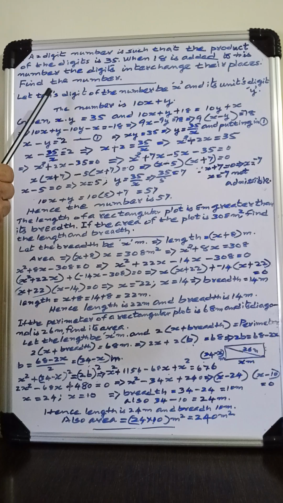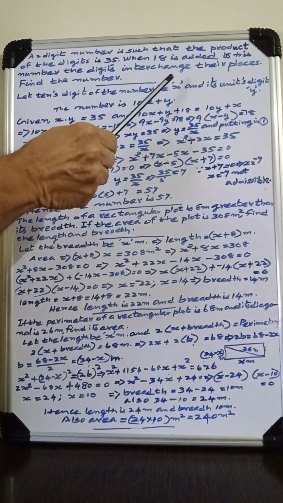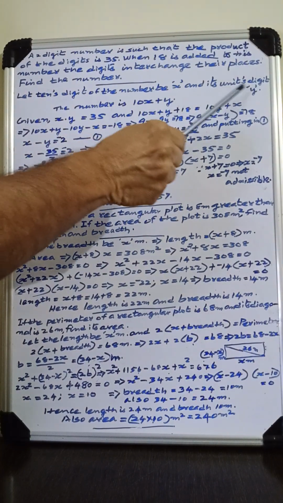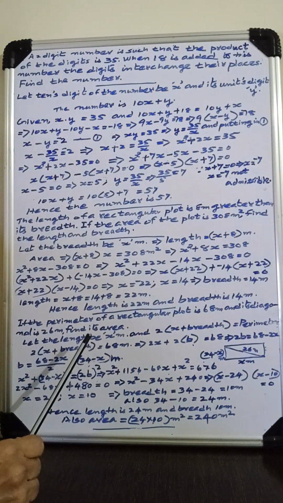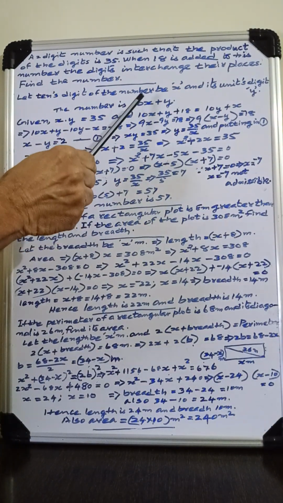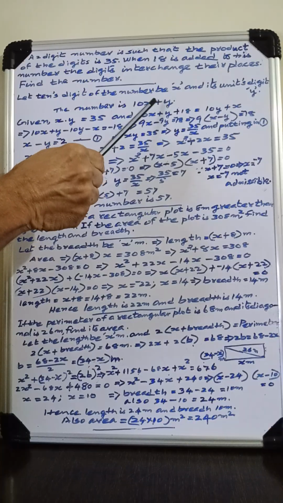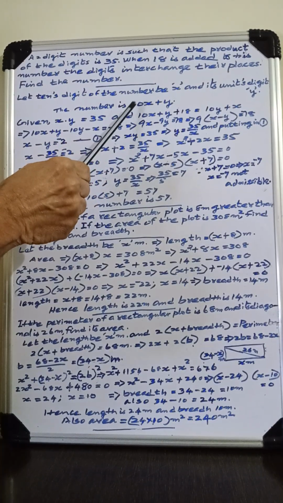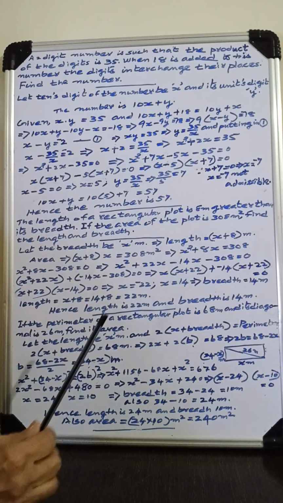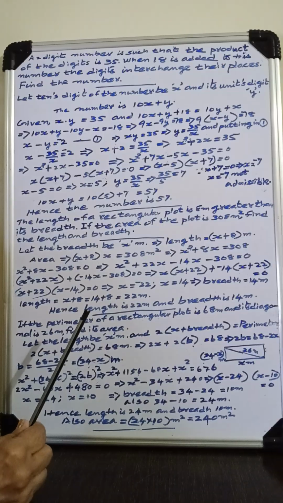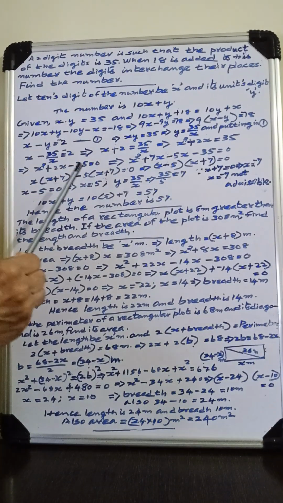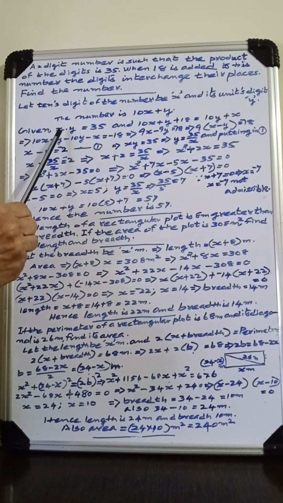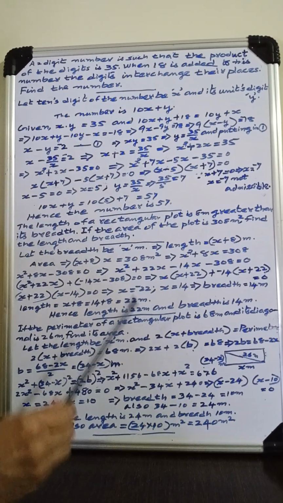Let the tens digit of the number be x and its units digit be y. Therefore, the number is 10x plus y. Tens place is x, therefore 10x plus y. Given that the product of the digits is 35, therefore xy equals 35.